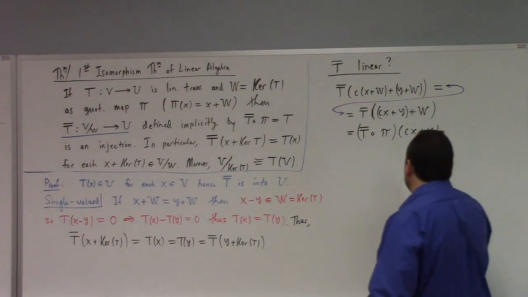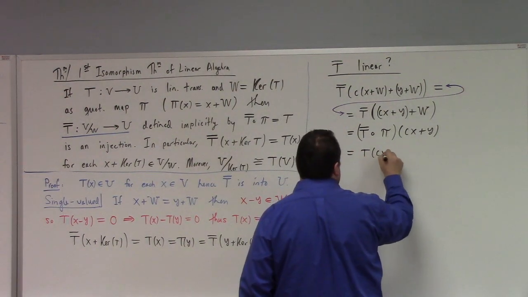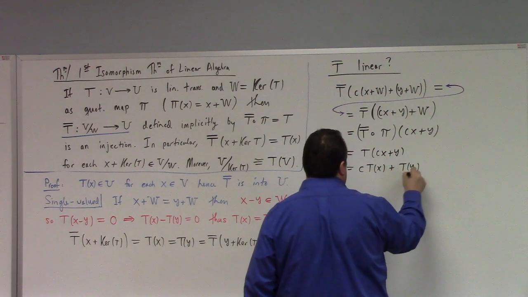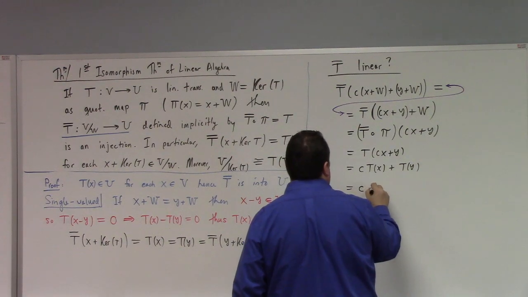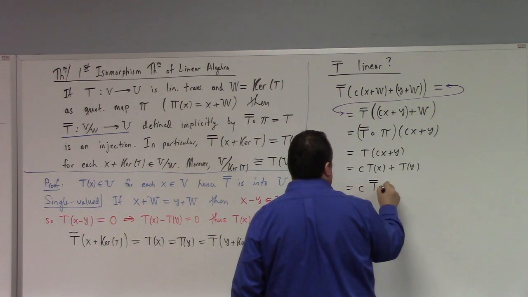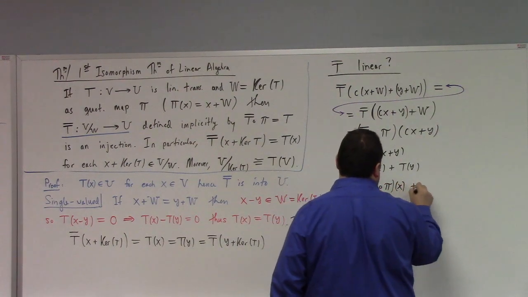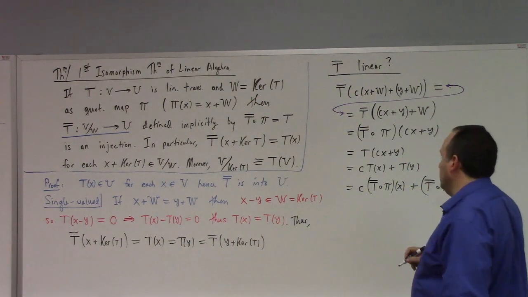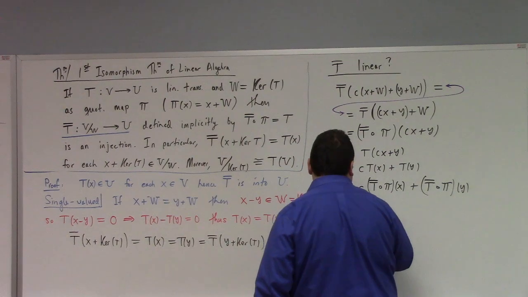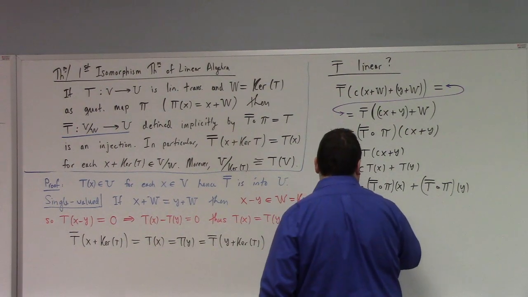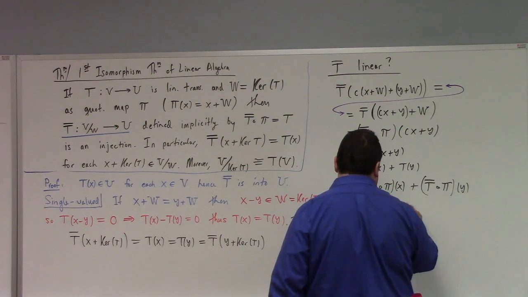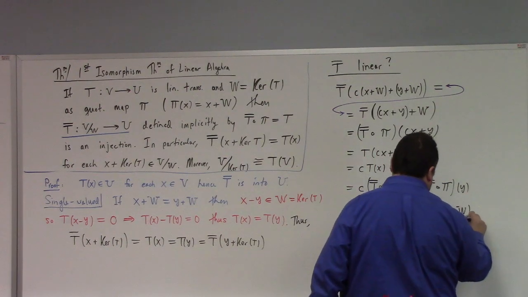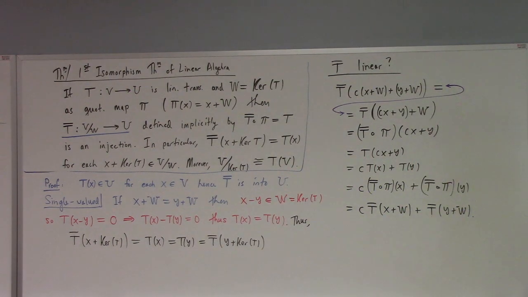So this is equal to t of cx plus y, which is ct of x plus t of y, which is c times t bar composed with pi of x plus t bar composed with pi of y, which is c times t bar of x plus w plus t bar of y plus w, which is linearity of t bar.